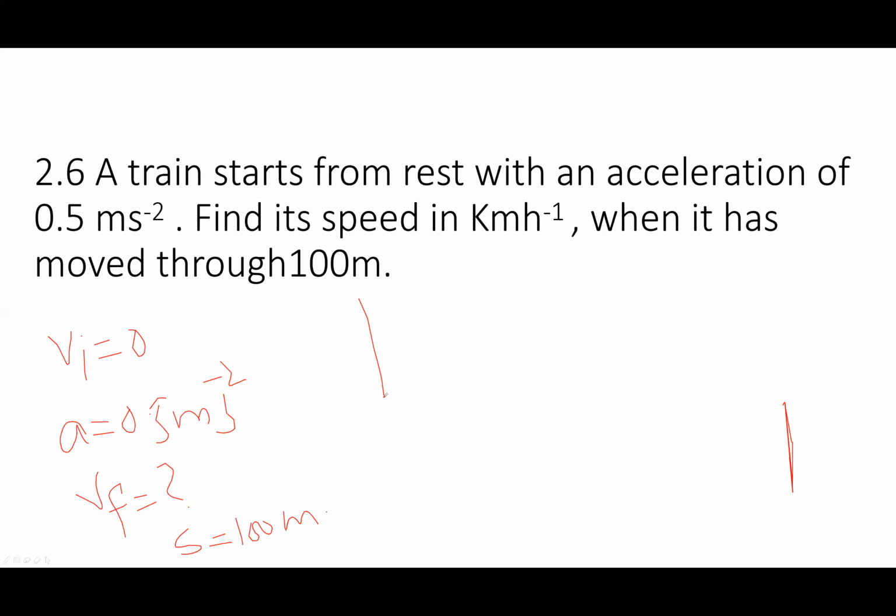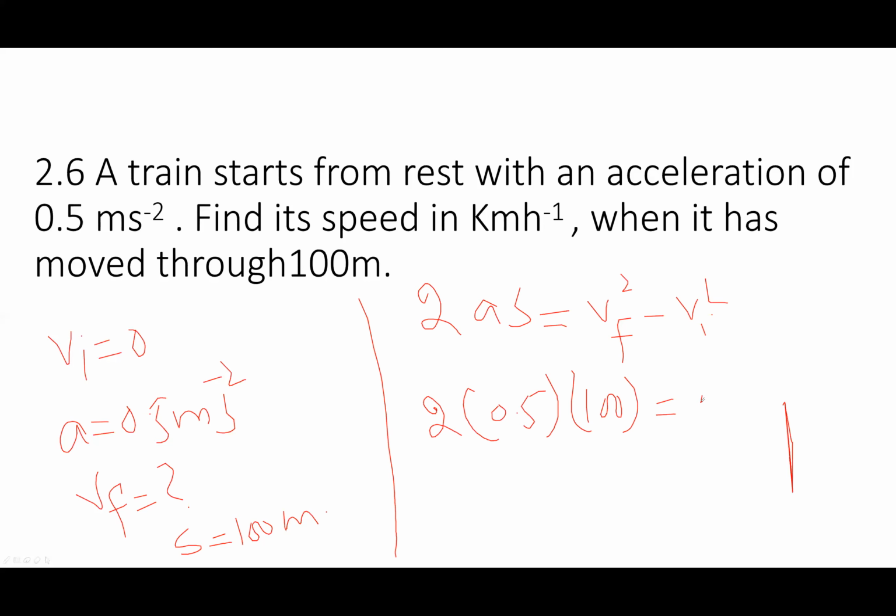The third equation of motion is suitable to me. Might be I'm not right, I can also make a mistake, but you can make the calculation. Distance is given, acceleration is given, initial velocity is given, so we can find the final velocity. So 2, acceleration is 0.5, distance is 100, and v is what we have to find, and initial velocity is 0 whole square. So 2 fives are 10, 100 is equal to v square, taking square root of both sides.